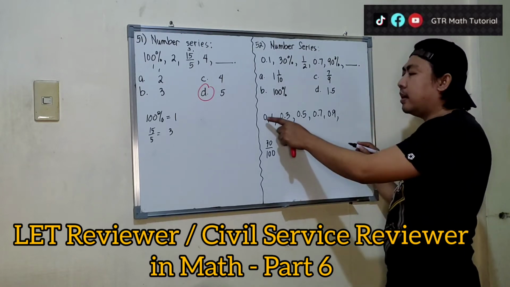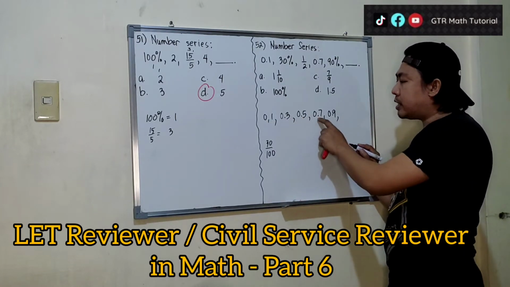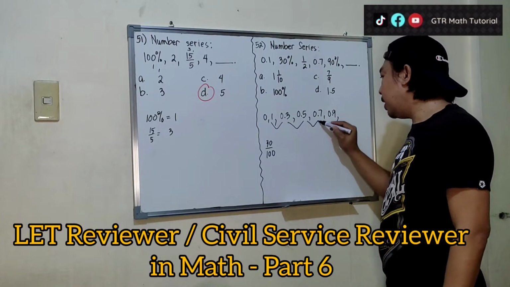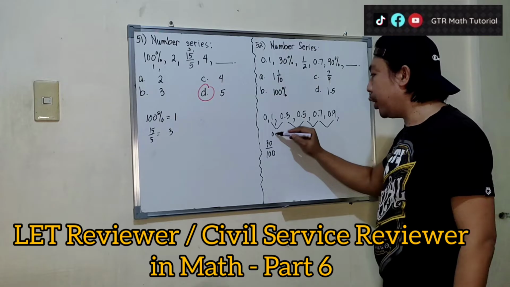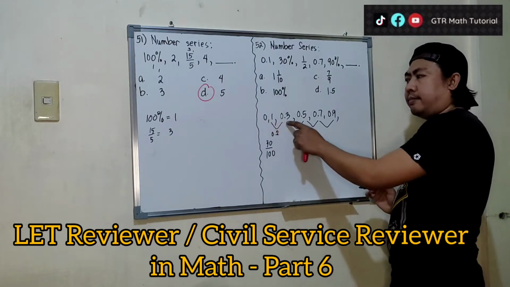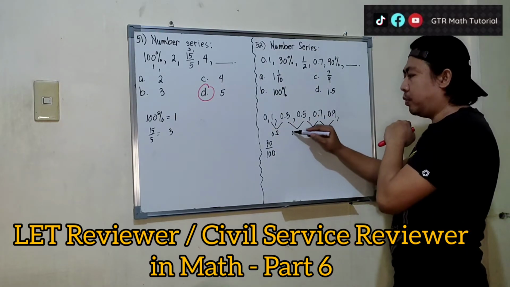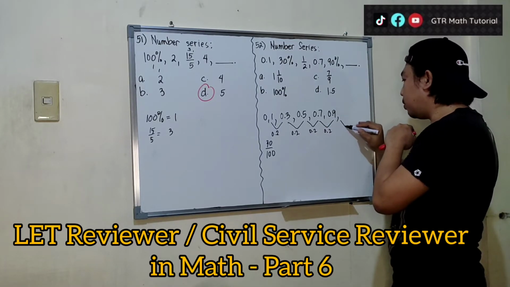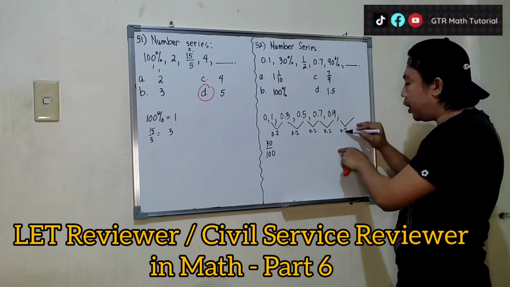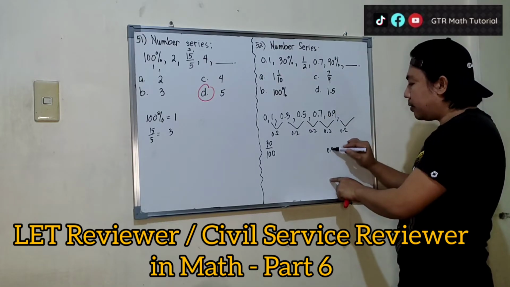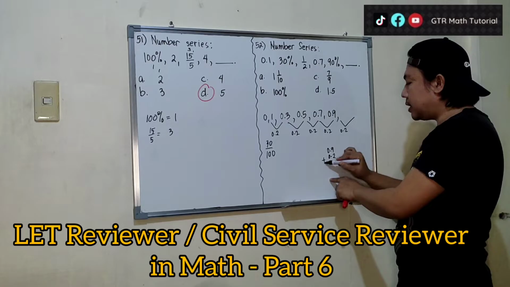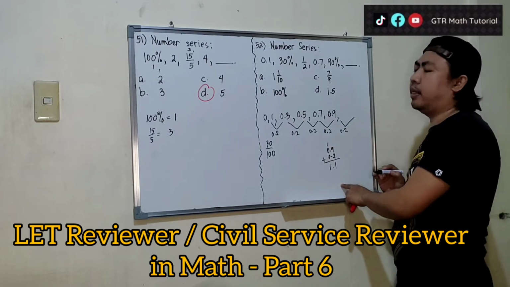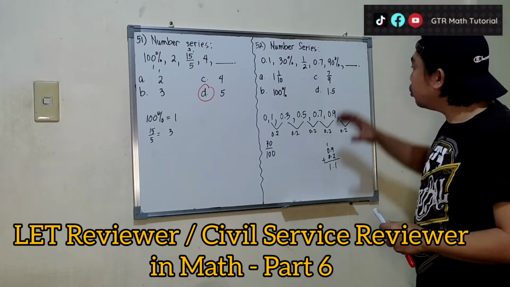So, ano yung next natin? So, we have 0.1, 0.3, 0.5, 0.7, 0.9. So, mapapansin nyo, ang common difference nila ay nag-add lang tayo ng 0.2. So, 0.2 lahat. So, add 0.2. So, syempre, ano yung kasunod natin dito? So, mag-add tayo ng 0.2. So, we have 0.9 plus 0.2. So, magiging sagot dapat is 1.1. Okay, so 1.1 lang yung sumunod natin.